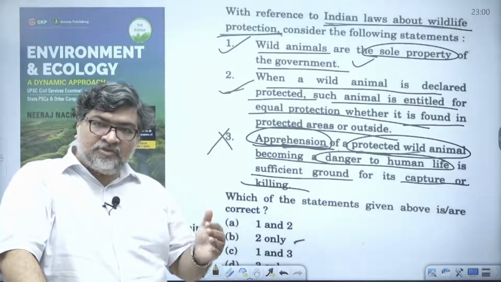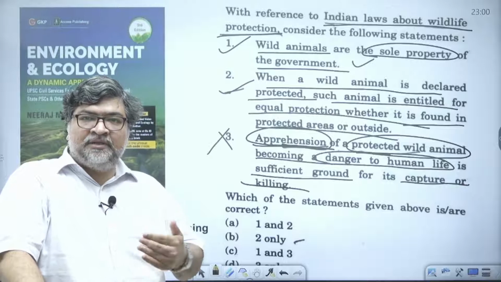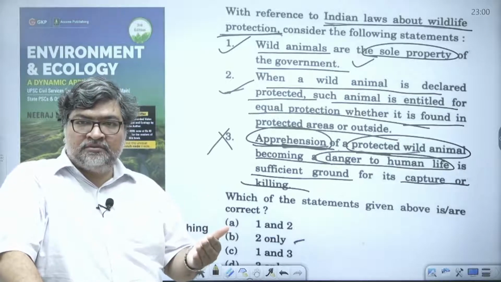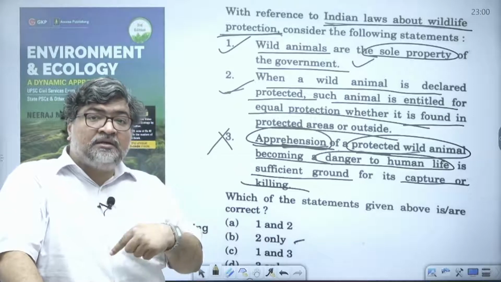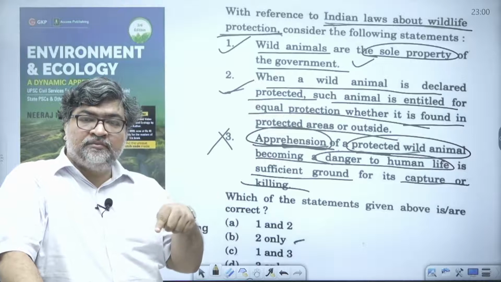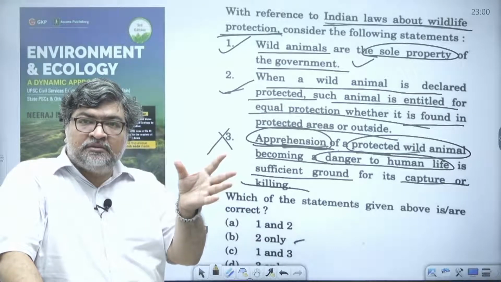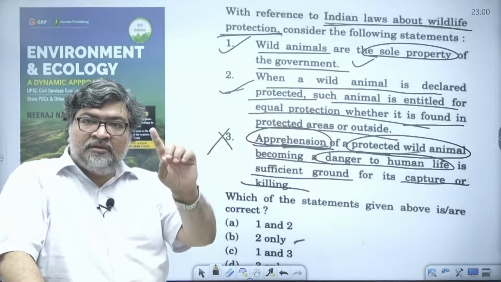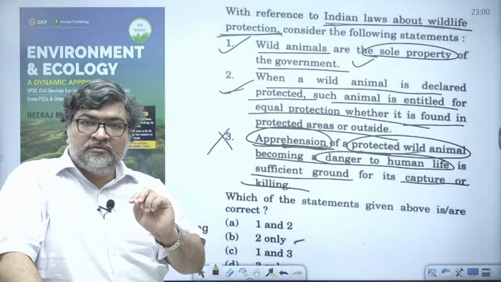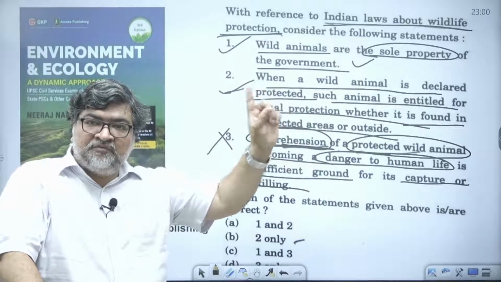Yes, the law says that if anybody is attacked, in self-defense, if they kill the animal, then that is not an offense. But when the animal attacks a human or group of humans, mere fear or apprehension and killing that animal, that law doesn't allow. In that situation, one requires permission of the Chief Wildlife Warden.